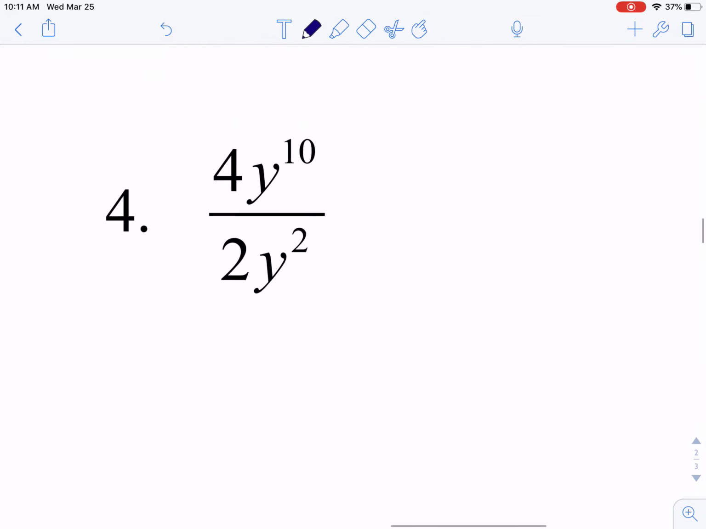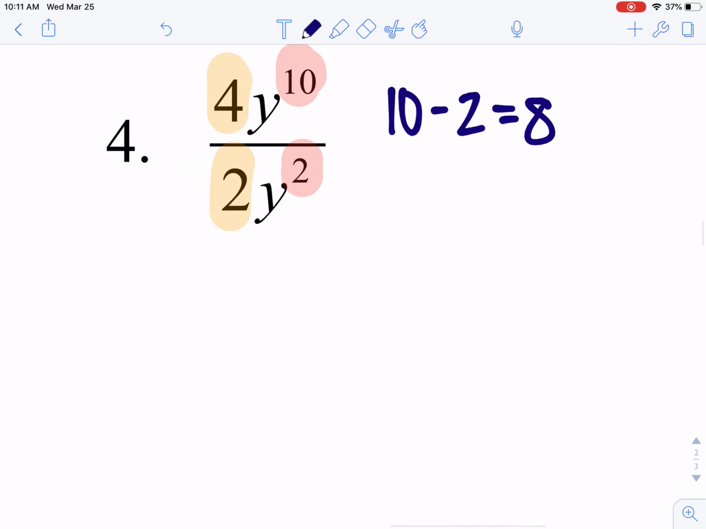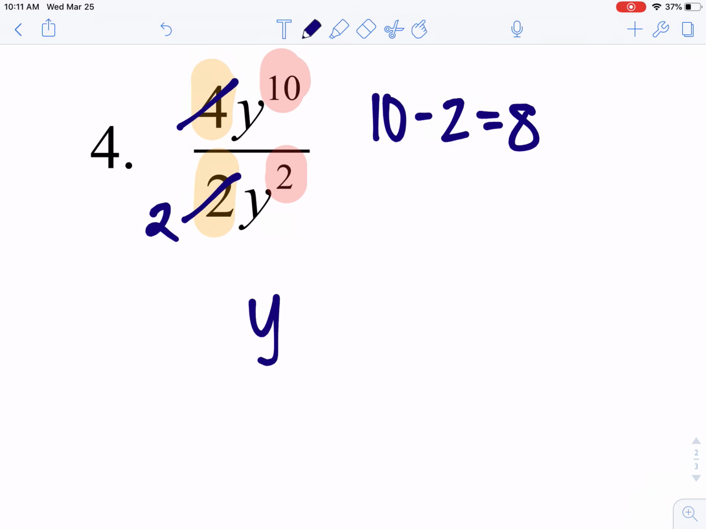Alright, so this one we see division. We're going to divide the numbers, but then with the exponents, when we see division, we subtract. So 10 minus 2 is 8. And then when we divide our numbers, we have the 2 on the bottom. So y to the 8 over 2.